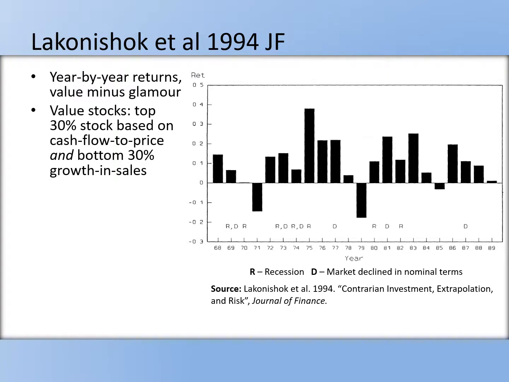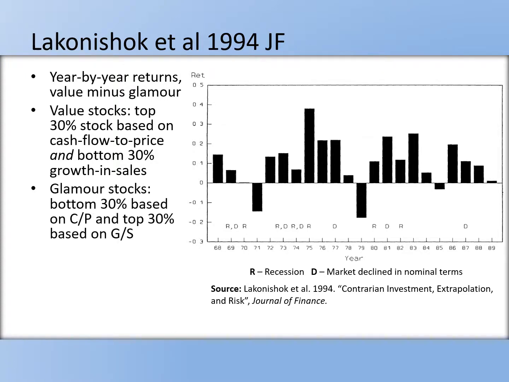If your company's growth in sales is very high, then you are not a value stock, but a growth stock. So these are basically big companies that generate a lot of cash and have slow growth, kind of like Apple and Microsoft. Glamour stocks are the other way around: bottom 30% in terms of cash flow, so not having a lot of cash, but top 30% based on growth in sales.